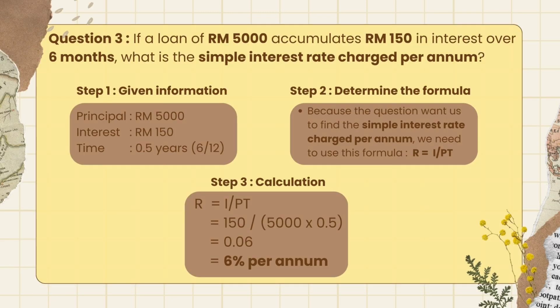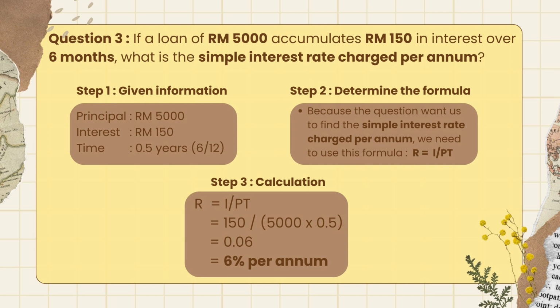The answer for question 3: the first step is we need to write down all the given information from the question, which is principal RM 5000, interest RM 150. For the time, because the question gives it in months, we need to change it into years. So 6 divided by 12, we get 0.5 years. So that is the time.